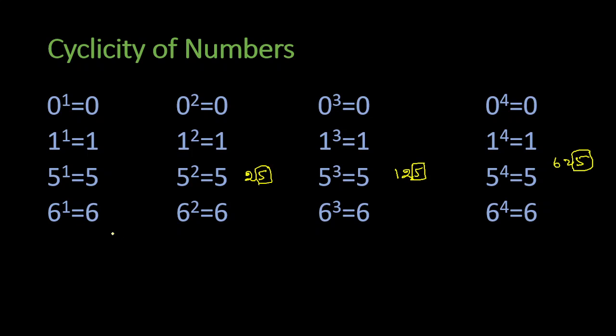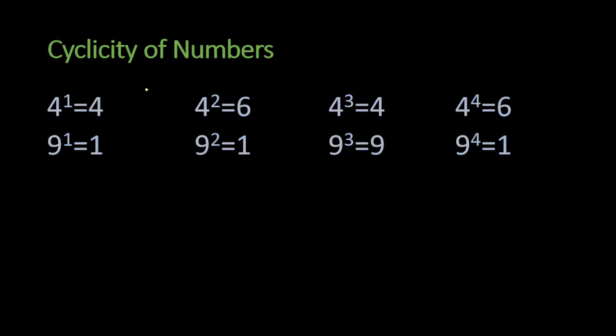So 6 to the power of 1 is 6, 6 squared is 36, so I take the unit digit as 6. 6 to the power of 3 is 216, again I take 6. 6 to the power of 4 is finally again 6. Okay, 6 into 6 is 36 and then 6. So this is called the cyclicity of numbers for this specific digit. When you get a last digit or unit digit as 0, 1, 5 or 6, the unit digit will never change. That means you will get the same unit digit.